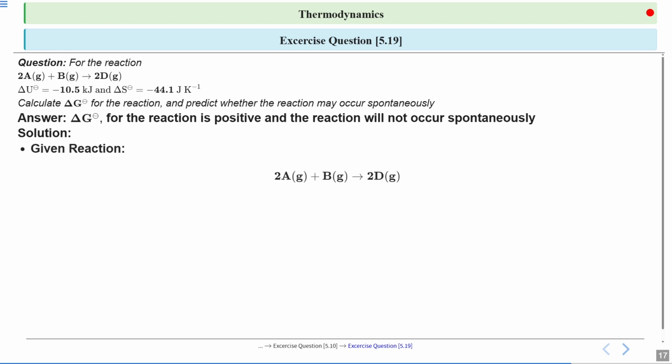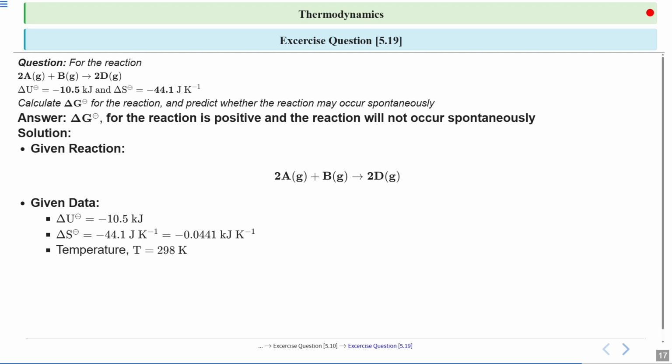The given reaction is 2A plus B giving us 2D. You have to again use the equation relating delta H naught and delta U naught to calculate the delta H naught, because the delta G naught requires two things: enthalpy change and entropy change. Now, what is the given data? We have the internal energy change, which is minus 10.5 kilojoule, and we have the entropy change, which is minus 44.1 joule per Kelvin. We are converting it into kilojoule because, as I have told you in the previous question also, to get your answer in kilojoule is a standard thing.